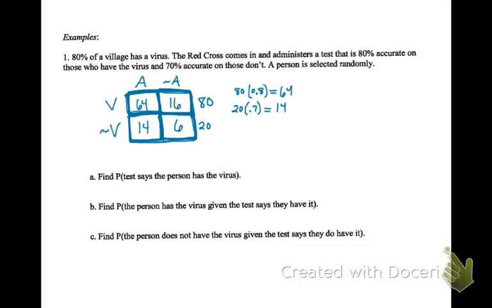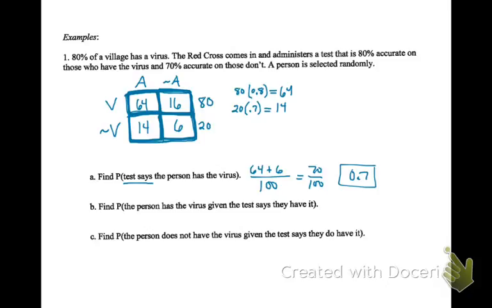So you have to be really careful about how you answer these questions. So, for instance, the probability that the test says that the person has the virus. Not that they have the virus, but the test says that they have the virus. That's going to be the 64% where it was accurate for those who had the virus, plus the 6% where it's not accurate for those who don't have the virus. Because in this case, the test said that they had the virus. Out of a total of 100%, that gives you 70 over 100. So 0.7 is the probability that the test says the person has the virus.